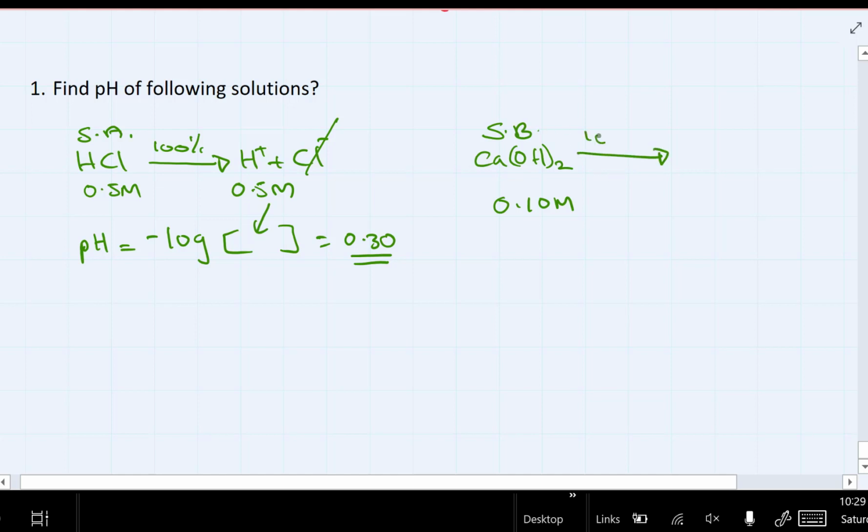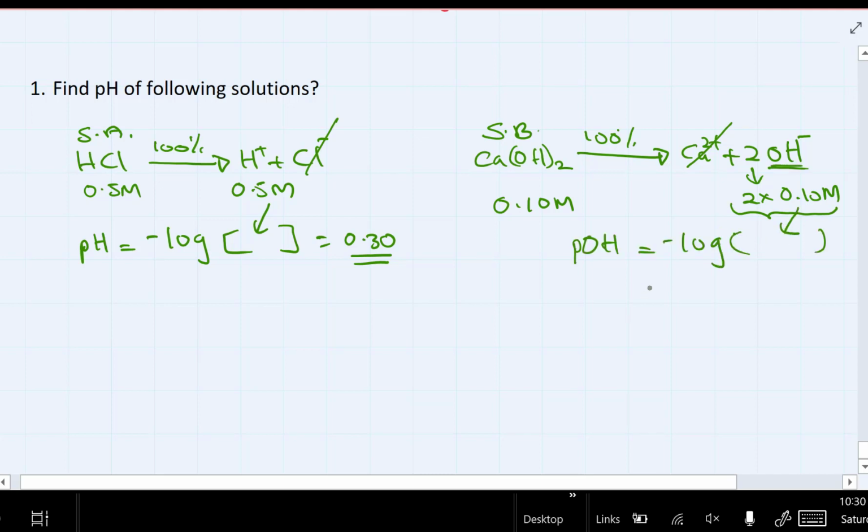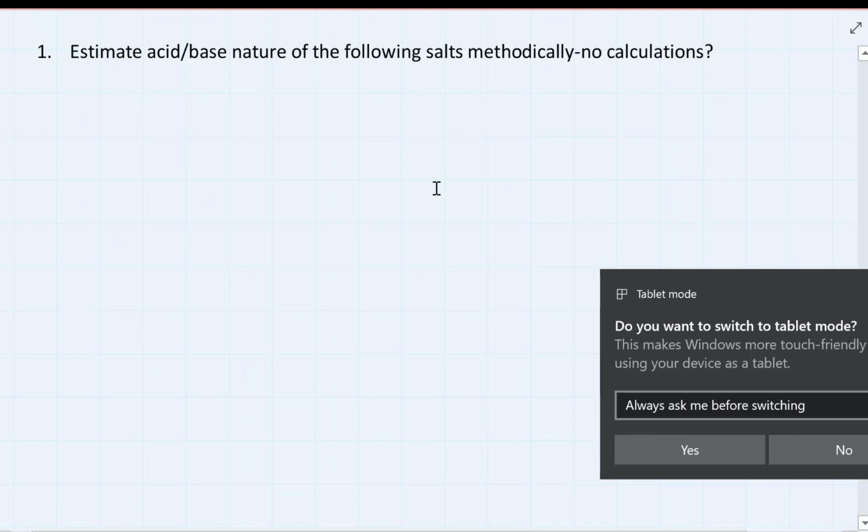Calcium hydroxide is a strong base that dissociates 100%, giving calcium 2 plus and 2 times hydroxide. Calcium 2 plus has no value here, and OH minus is 2 times the molarity. Then you look for the pOH because it's hydroxide. Plug in, and you should get a pOH of 0.15. Then pH is 14 minus 0.15, which is 13.85. That tells you it's a strong base. That's what we know, right? Okay, that's it. Let's move to the next question.